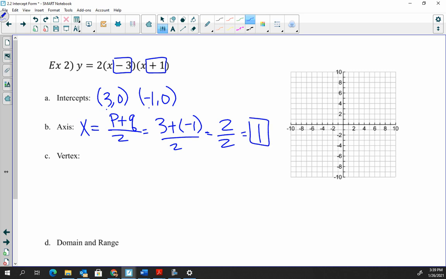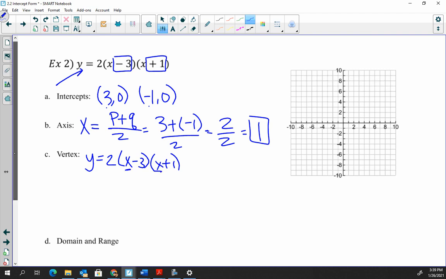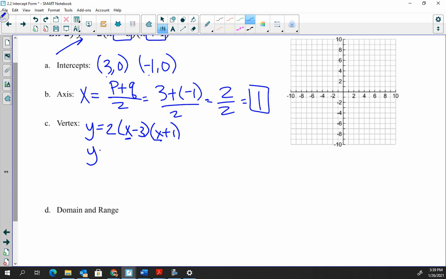Now to find the vertex, I'm going to take that axis of symmetry and plug it back into my original equation. So my original equation is y equals 2 times x minus 3 times x plus 1. I'm going to plug in 1 for x in both cases. It's going to be 2 times 1 minus 3 times 1 plus 1. Think orders of operations. Parentheses come first.